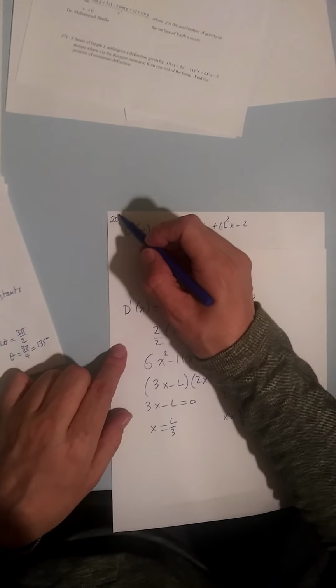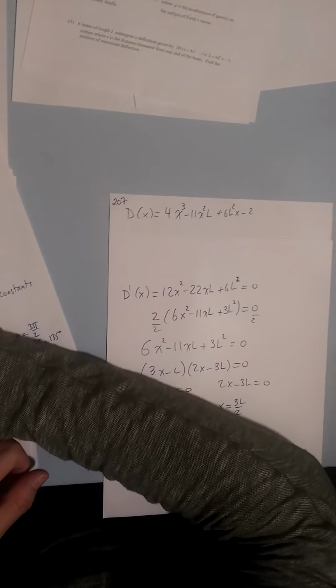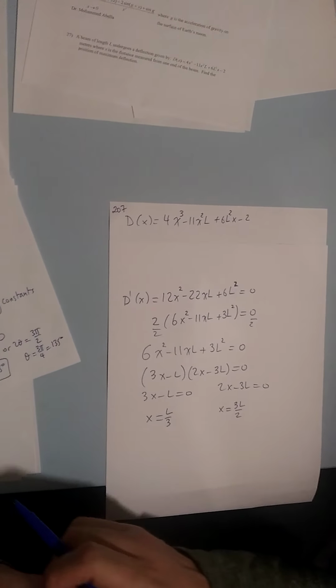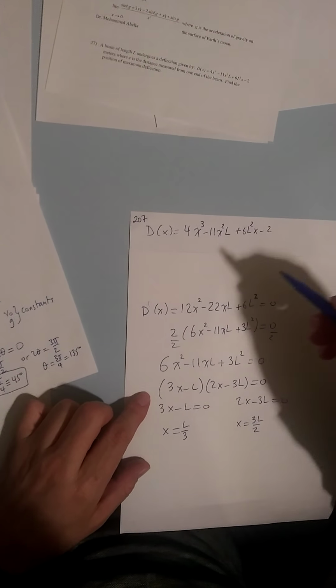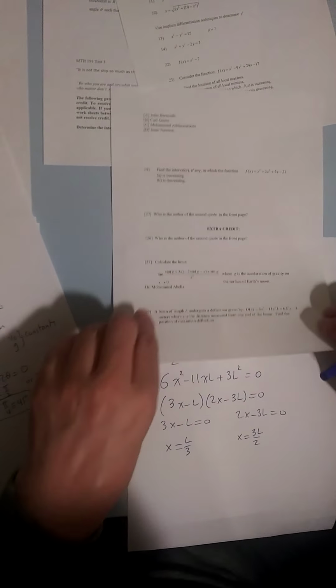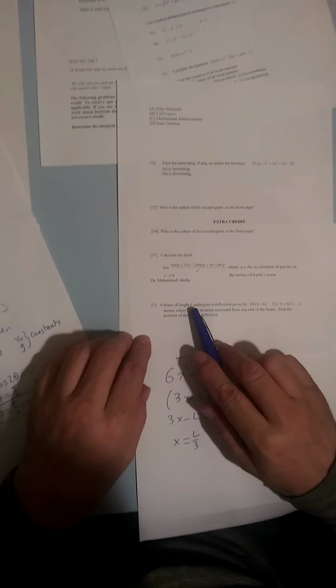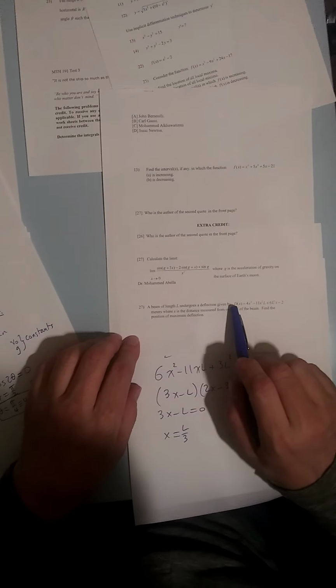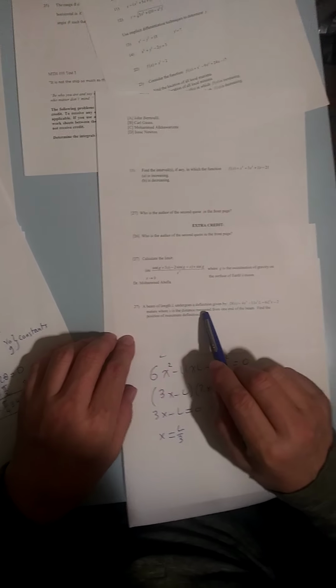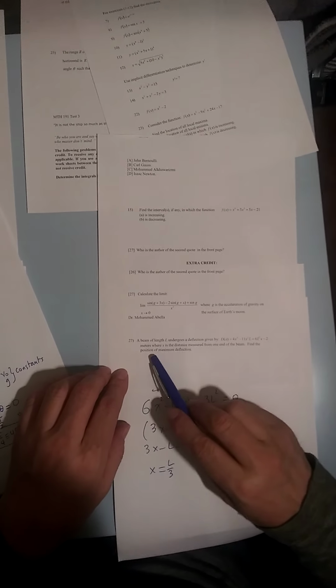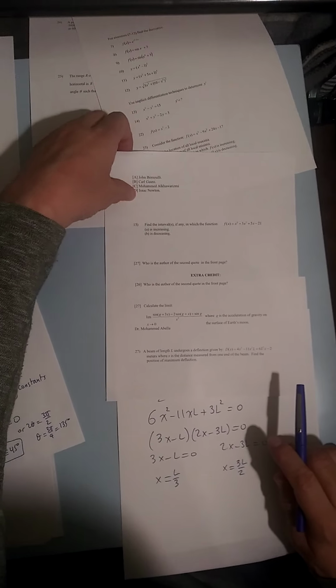Let's call this example 207 and we'll call the previous one 206. All right. In this example, we have a beam that is deflected. Here's the problem. A beam of length L undergoes a deflection given by this, I'll rewrite it, in meters, where x is the distance measured from one end of the beam. Find the position of maximum deflection.